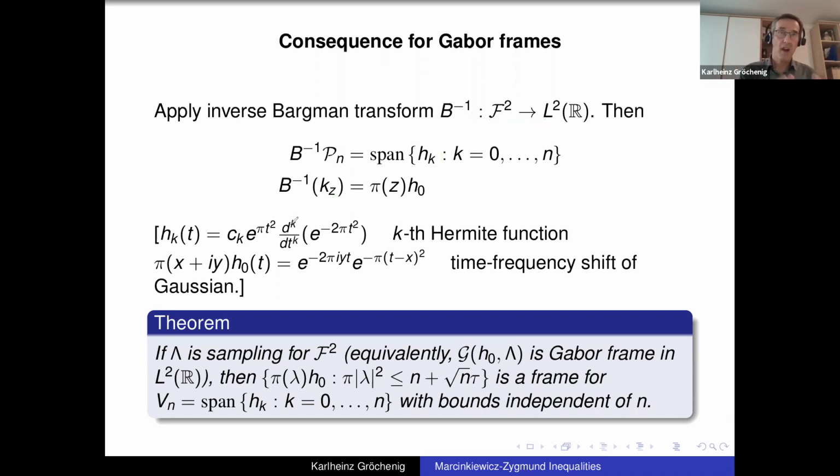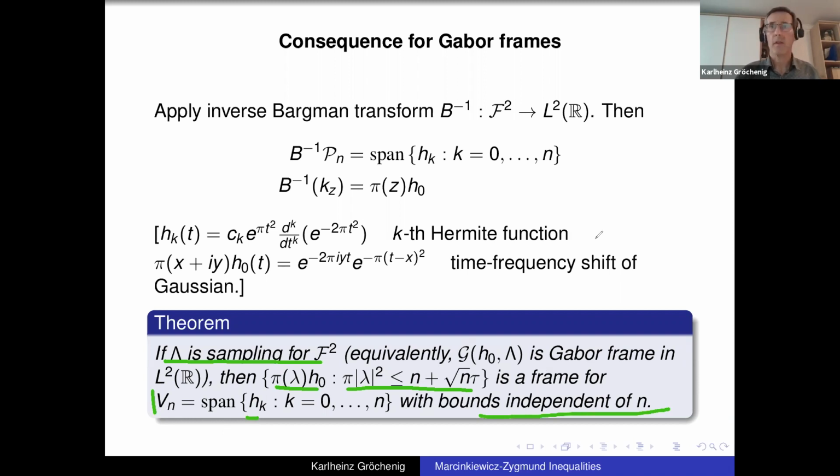And just translating this, taking this dictionary, you can make the following assertion. Assume that you have a sampling set for Fock space. In the language of time frequency analysis, the time frequency shift of the Gaussian with the sampling set is a Gabor frame. Okay. Then the time frequency shifts of the Gaussian truncated to all points inside the disk with area n plus square root of n tau form a frame for this finite dimensional space that's spanned by the first n plus 1 Hermite functions. And the bounds are independent of n. That's the most important thing.